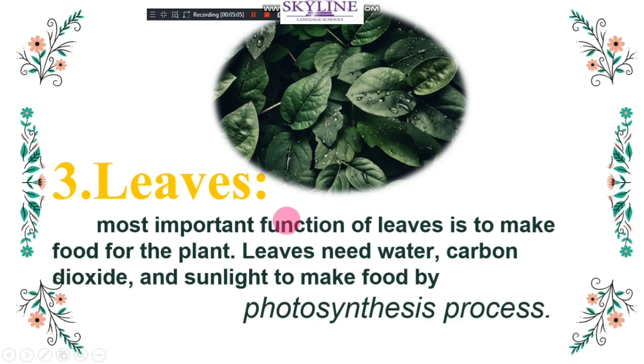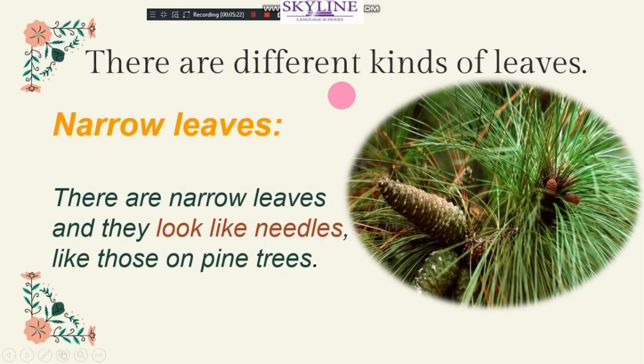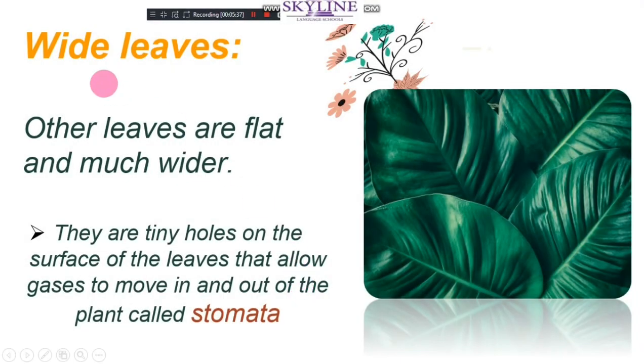Leaves. The most important function of the leaves is to make food, because they absorb sunlight and carbon dioxide. By the photosynthesis process it will produce what? It produces oxygen and sugar, the food for the plant. There are many kinds of leaves. We have narrow leaves, which look like needles, called narrow leaves, needles like pine. And wide leaves, it's so wide.